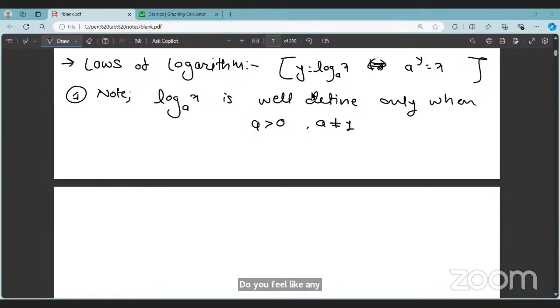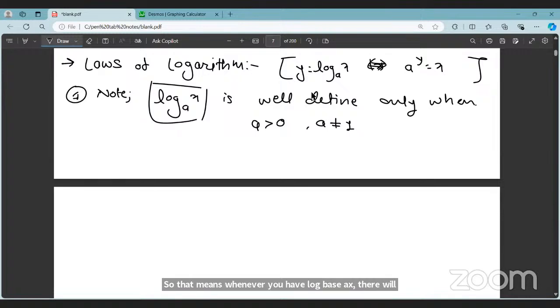So that means whenever you have log base a of x, there will be some restrictions over x as well as over a. First thing is that a should be strictly greater than 0 and a is not equal to 1. And the next thing is that x is also strictly greater than 0. This thing is actually very important. x is strictly greater than 0.